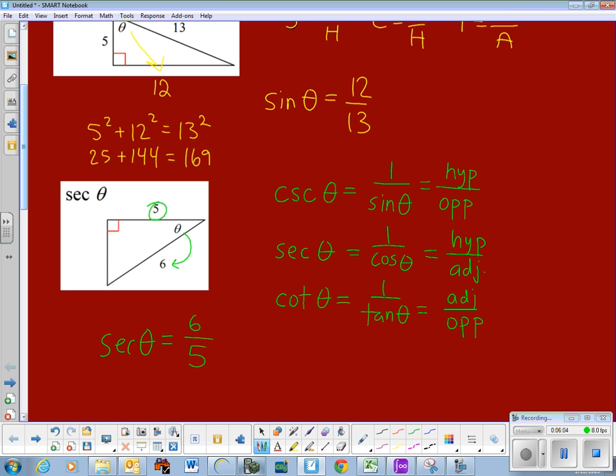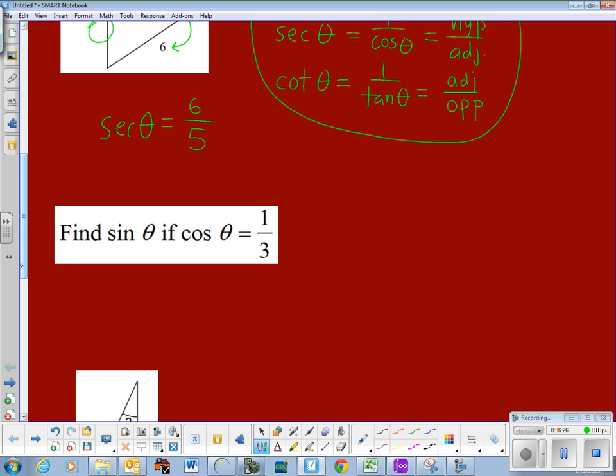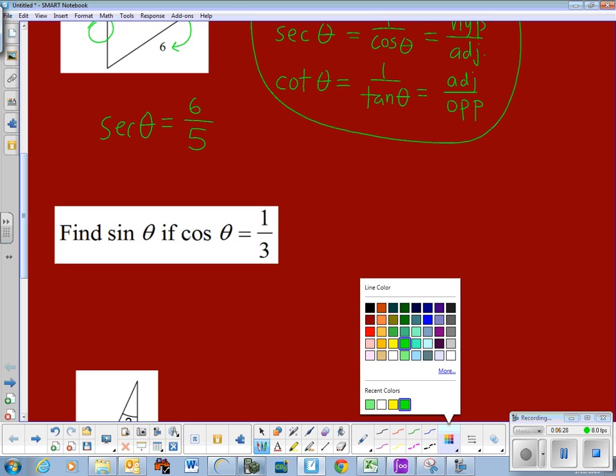I didn't have to find the missing side because it asked me for the secant. If I needed to have opposite, then I would use the Pythagorean theorem to find the missing side. All right, so definitely this, I'm guessing, is new for a lot of you. Maybe not for some, but those are the 3 other trig functions. All right, so here's a little different spin on these questions.